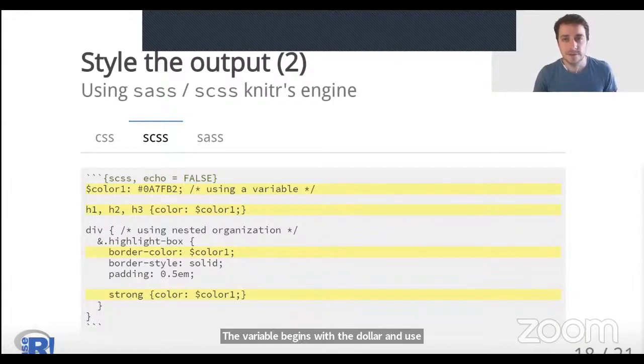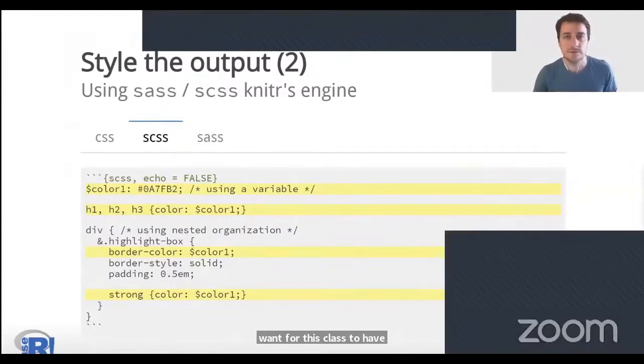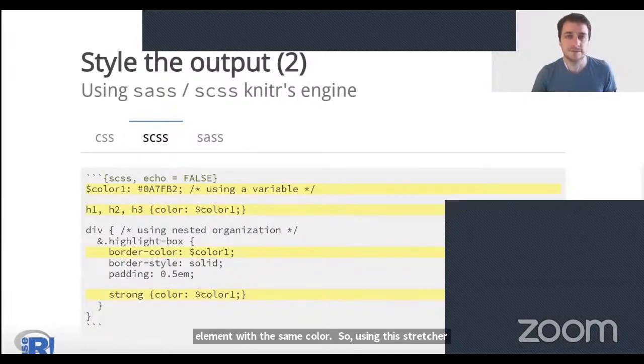You can also see that I can use a nested organization for my elements. For example, here I have a div that I want to style, but I want to style the div of a lightbox class and put the solid border with the padding and the color. But I also want divs of this class to have their strong element with the same color. Using this nested structure is easier to read and easier to write than if I had to build the CSS.